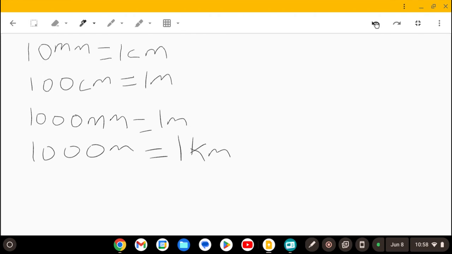When you're going from a larger into a smaller unit, you'd multiply. When you're going from a smaller unit to a larger unit, you would divide, right? So how do we know which one is smaller and which one is bigger?